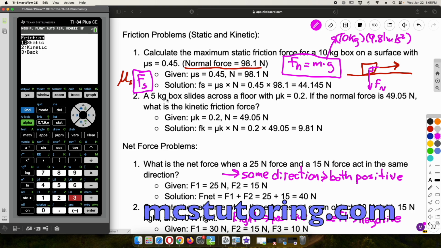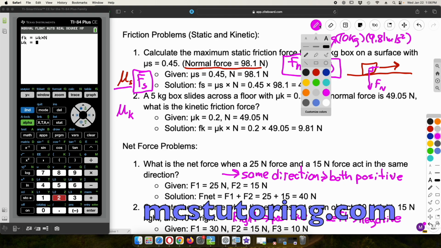A 5 kilogram box slides across the floor with mu sub K, that's the coefficient of kinetic friction. So mu sub S is static friction, mu with a subscript of K is kinetic friction. The normal force is 49.05 newtons. What is the kinetic friction force? So the cool thing is it's already decided for us it's going to be a kinetic friction question, so we're going to go to option 2. And the mu sub K, and I'm just writing this down.